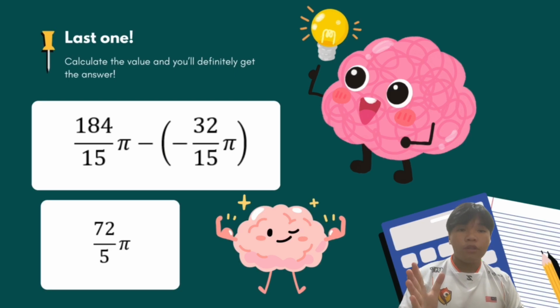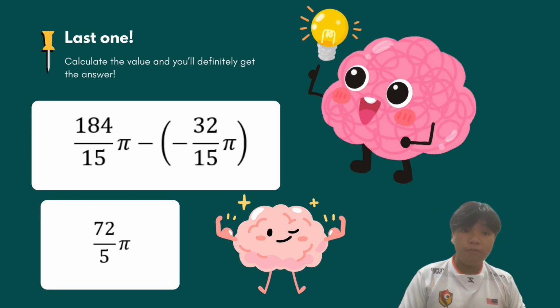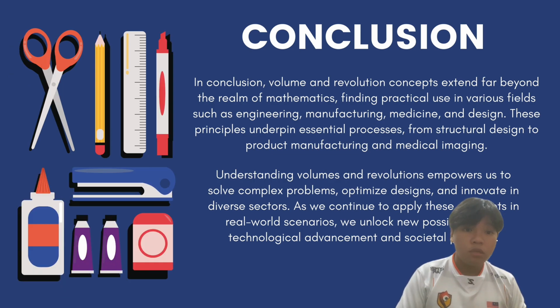For the upper limit, which is 2, you will get 184 over 15 pi. And for the limit negative 1, you get negative 32 over 15 pi. After you get these two values, subtract them. After subtracting, you get 72 over 5 pi. So this is the final answer.